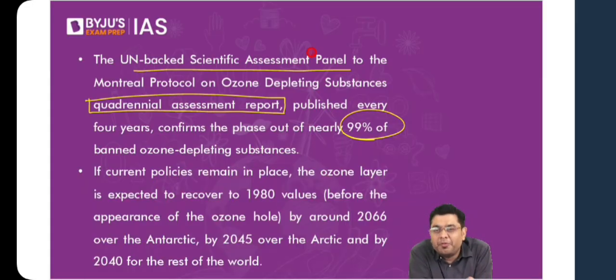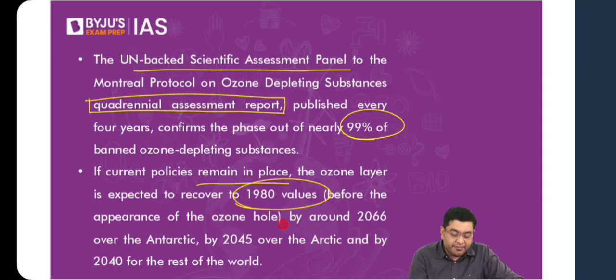So thankfully, with the help of these assessment reports, we are able to pinpoint where this kind of flouting of norms is being carried out, if at all, in any particular area. Then, if the current policies remain in place, ozone is expected to recover to the 1980 values by around 2066 over the Antarctic, by 2045 over the Arctic, and by 2040 over the rest of the world.